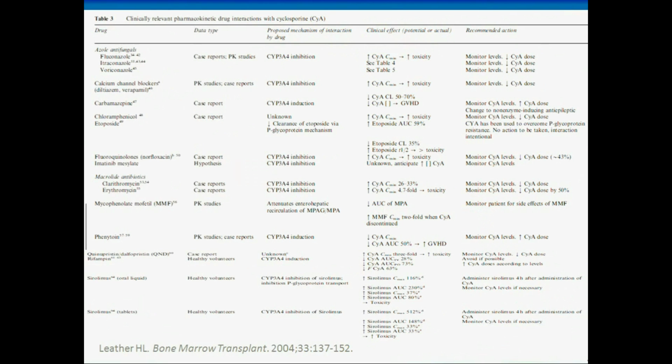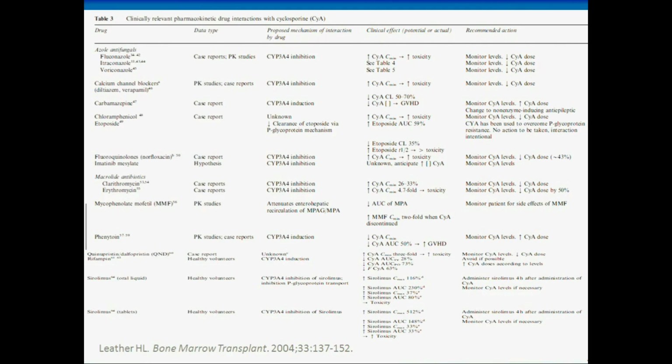This chart was taken from a nice review from our very own Helen Leather. She published in Bone Marrow Transplantation in 2004, and I know it's very hard to read, but this is just some clinically relevant PK drug interactions with cyclosporin, listing the drugs there, the proposed mechanism of action, clinical effect, and recommended action as a result of these. Some of these are theoretical-based reasons, but others come from case reports and PK studies.